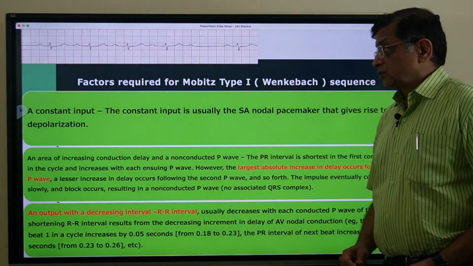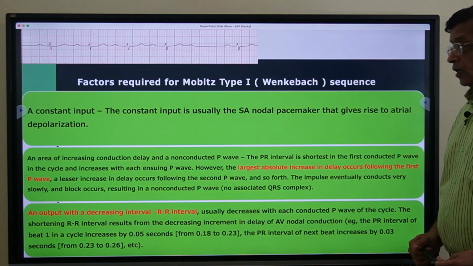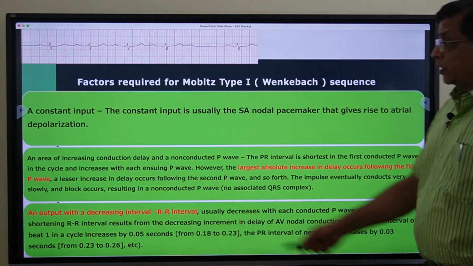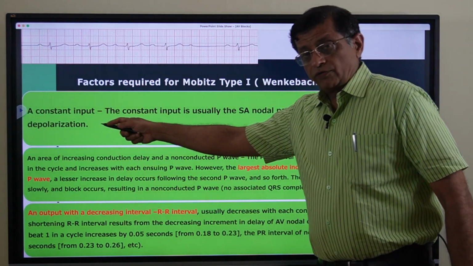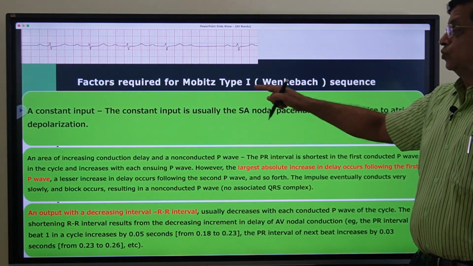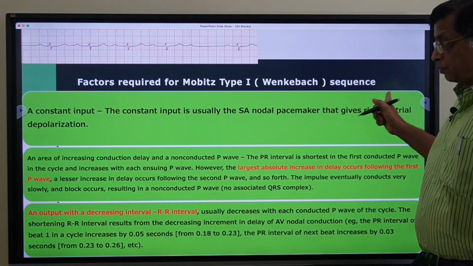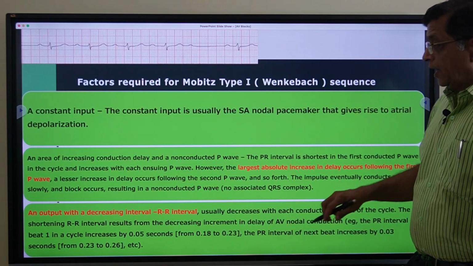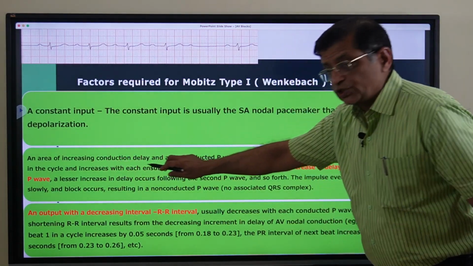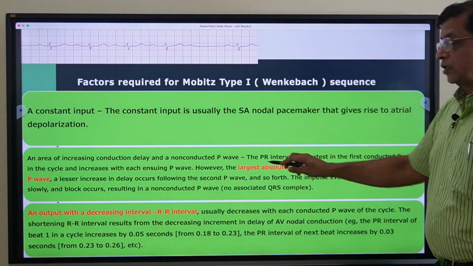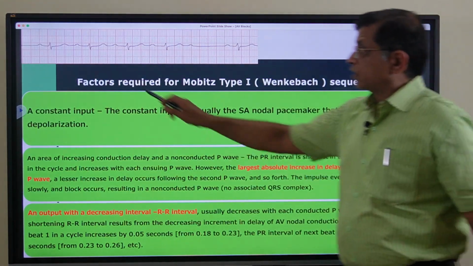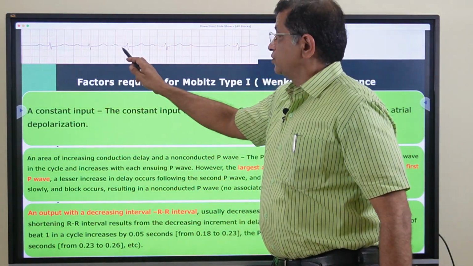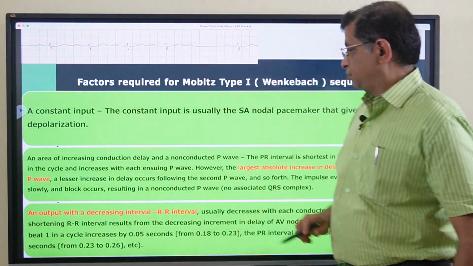What are the factors which are required for this Wenckebach sequence? You require a constant input, so you have to have an SA node which continues to fire an atrial impulse at a regular pace, regular intervals, and then an area of increasing conduction delay and a non-conducted P wave. So the conduction delay gradually increases and then there is a non-conducted P wave.